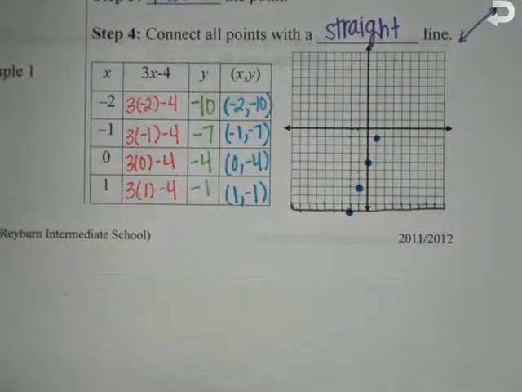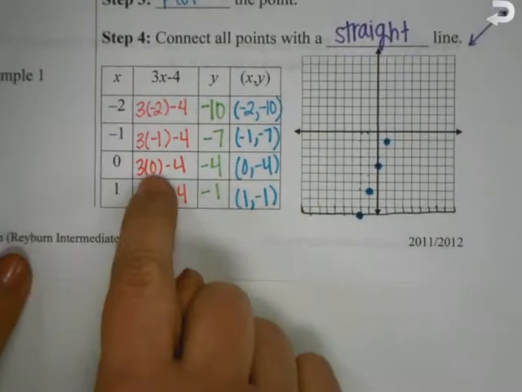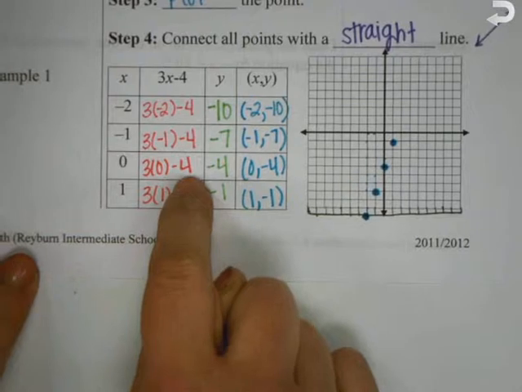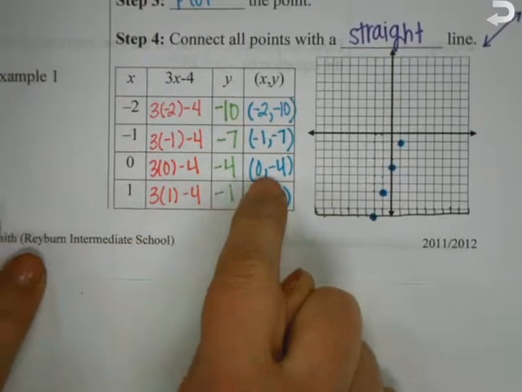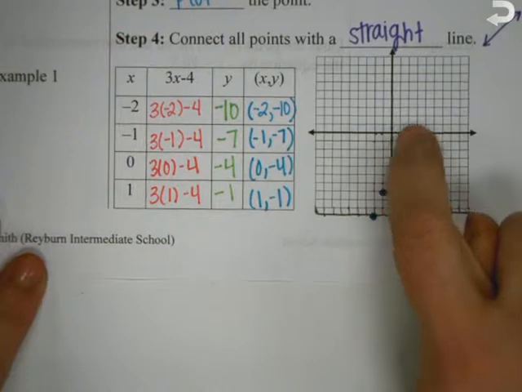Okay, so I plugged in 0 for x here. 3 times 0 is 0. Minus 4 gives me -4. So the point was 0, -4. So I stay on the y-axis. I don't move at all, and I go down 4 spaces.